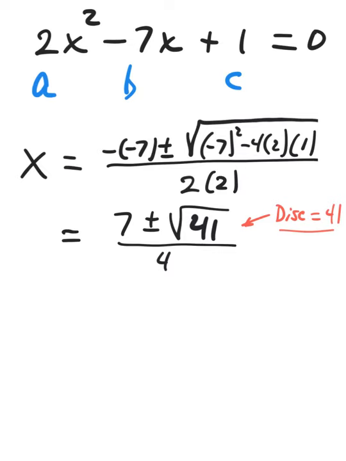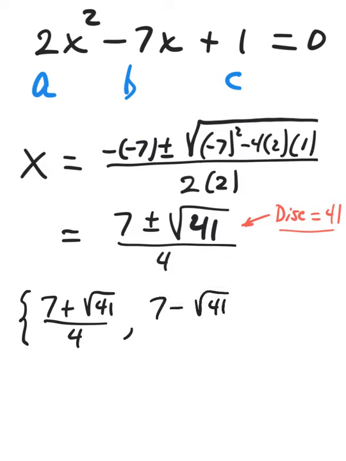41 also happens to be prime, and therefore you can't square root it out very nicely at all with a whole number. So let's write down our two solutions. Positive in the middle, and then the minus in the middle. These are the two solutions to that equation. Your discriminant is 41. Again, that's greater than 0, which tells us we're going to have two real solutions.